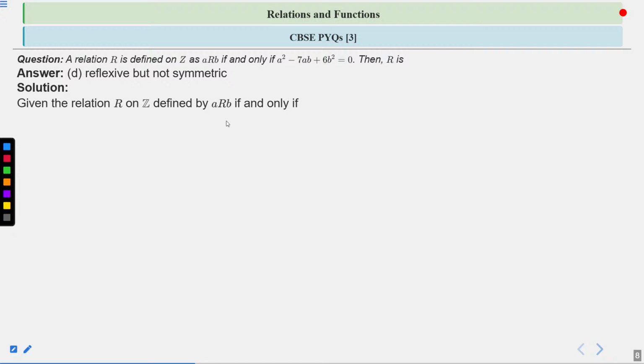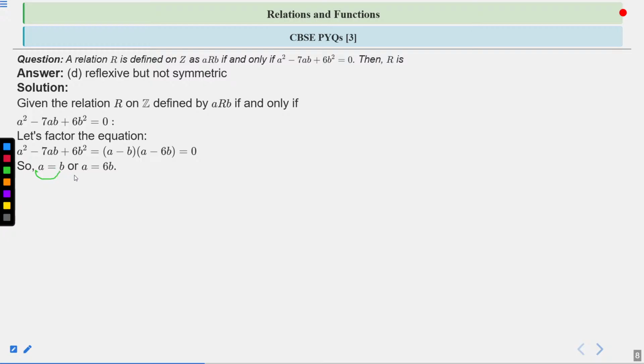So given relation R on Z defined by A related to B if and only if A square minus 7AB plus 6B square should be equal to 0, right? Let's factor this equation. A square minus 7AB plus 6B square can be factored as (A minus B) into (A minus 6B), which is equal to 0. So either A equals B or A equals 6B.